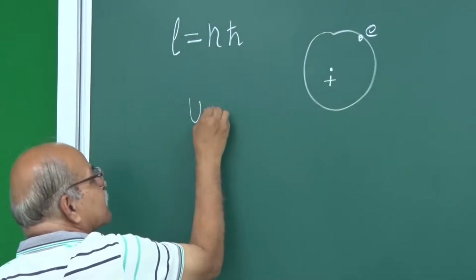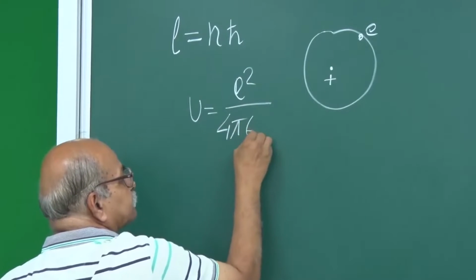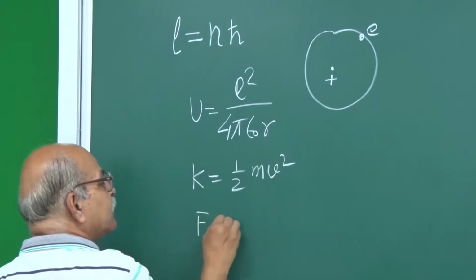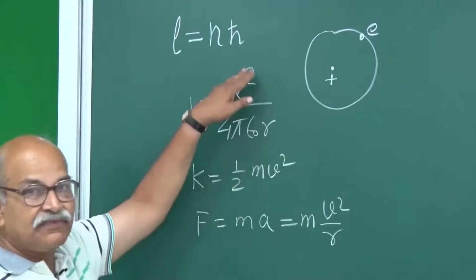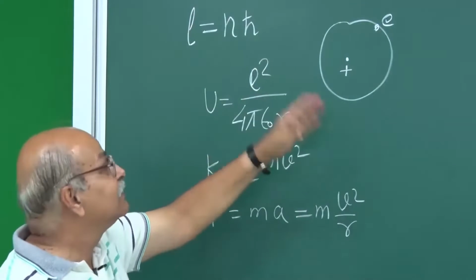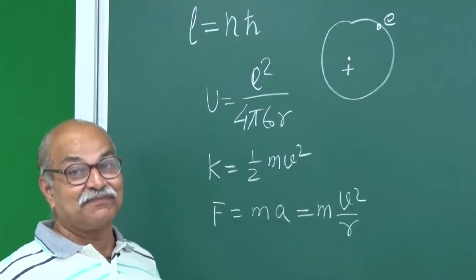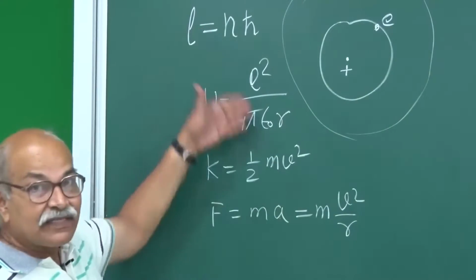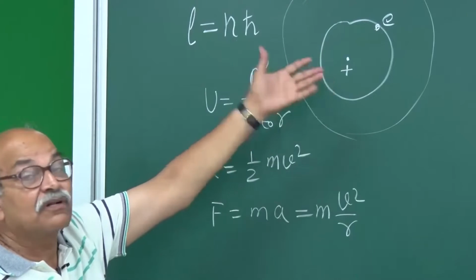So you say that the potential energy is given by Ze square. If it is a single proton, then it is e square over 4 pi epsilon naught r, and the kinetic energy is half mv square, and then F is equal to ma, mass into acceleration, and acceleration is v square by r. These are all classical equations we are used to. But together with this, the Planck's constant enters, and the quantization, n can only take integral values. That gives you the essence of quantum mechanics. So there are only certain radii which are possible, which are stationary orbits, and the electron can go in those orbits without radiating anything for quite some time.